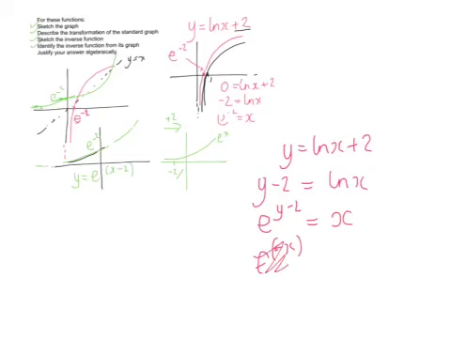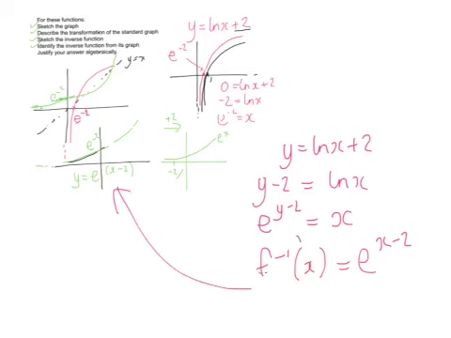So the inverse function, what am I doing? Rub that out. Sorry, so the inverse function is e to the x minus 2, which agrees with what we found from the graph over here.